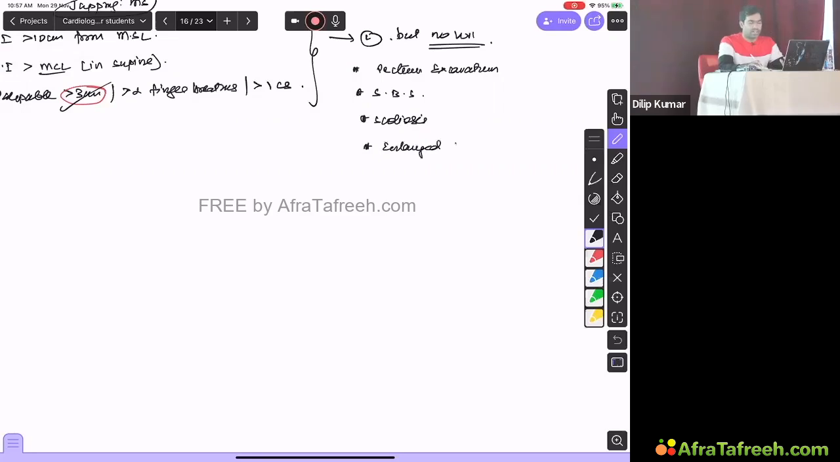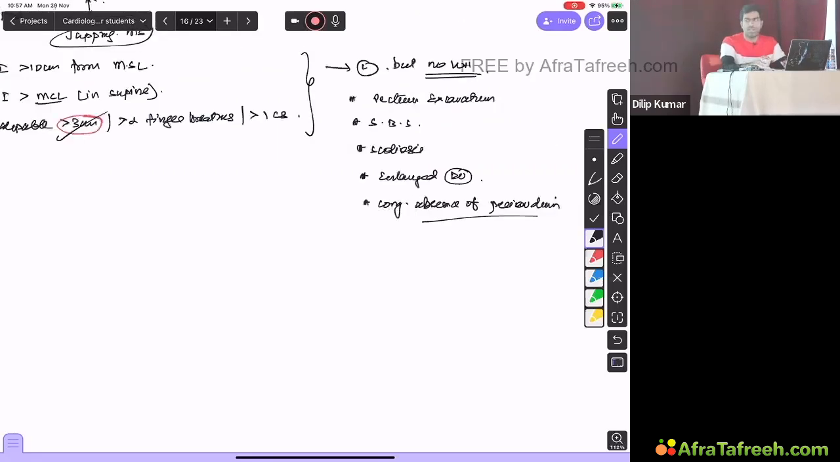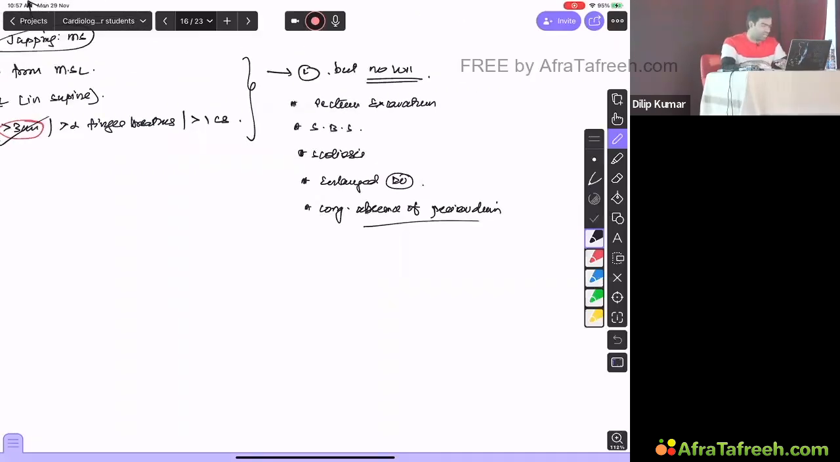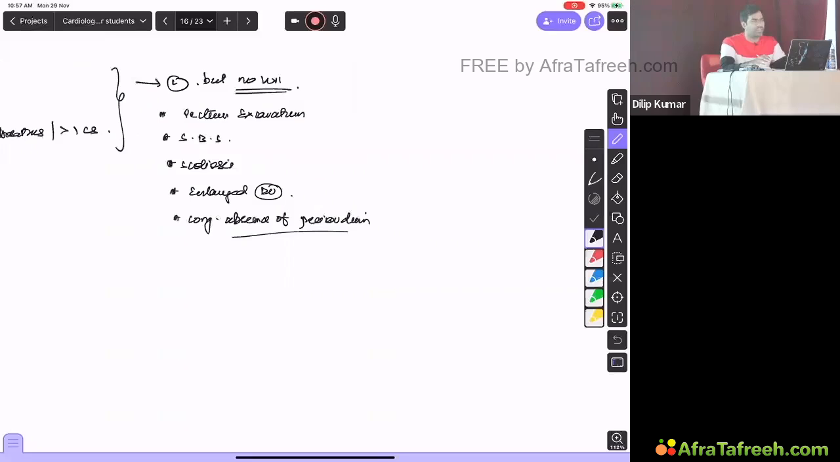Enlarged right ventricle may push the left ventricle towards the left side. So that's another cause. Finally, there is one cause called congenital absence of pericardium. So these are the conditions where you can see the apical impulse towards the left, but there will be no left ventricular hypertrophy itself.